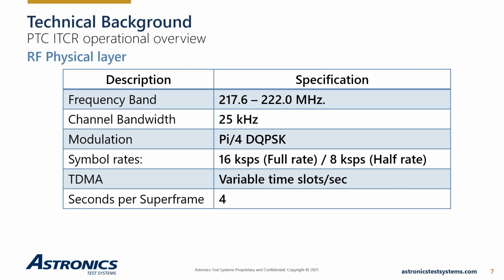Okay, let's go on. All right, so physical layer. Frequency band 217.6 to 220 megahertz. Channel bandwidth of 25 kilohertz. The modulation is pi over 4 DQPSK, or quarter pi DQPSK as they're called. And we're going to discuss that just a little bit so that people can have a better understanding of what that really means. Symbol rates are available. They have what they call full rate and half rate. So it's 16 kilosamples per second or 8 kilosamples per second. And I think Phil plans to show you a demonstration of the difference between those two.